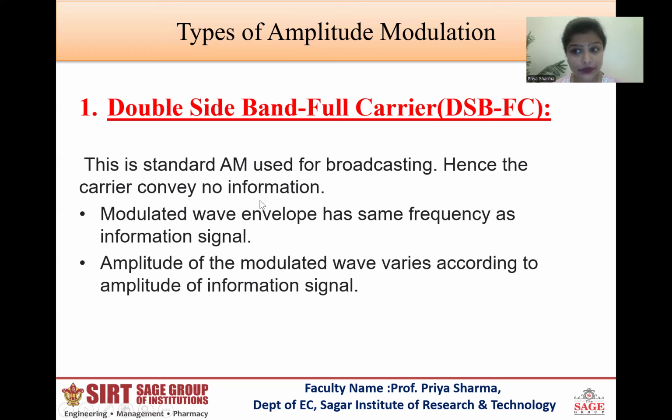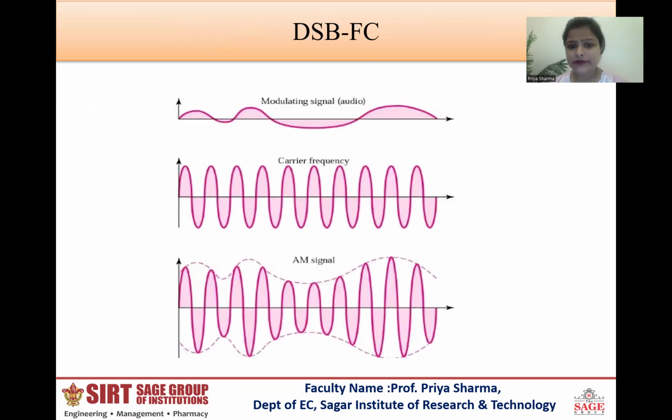As I have already told you, the carrier wave contains no information. The whole of the information is contained in the envelope, which is the message signal. The modulated wave envelope has the same frequency as the information signal, as we have seen in the waveforms. The amplitude of the modulated wave varies according to the amplitude of the information signal. That's why it is named amplitude modulation. This is the basic waveform of a DSB-FC, which is the same as an AM signal.